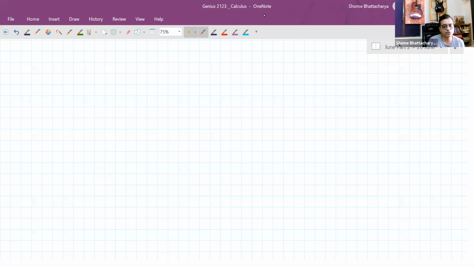I'll be sending you the solutions for worksheet number 6 also, which has quite a few slightly tricky questions for maxima minima also. So make sure you revise all that before Saturday and clear your doubts if required. And that way you should be very well prepared for calculus in the upcoming test.